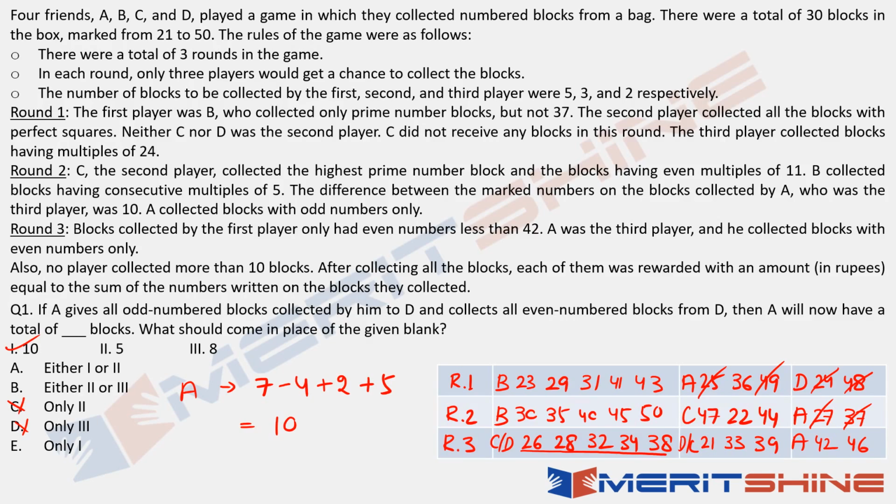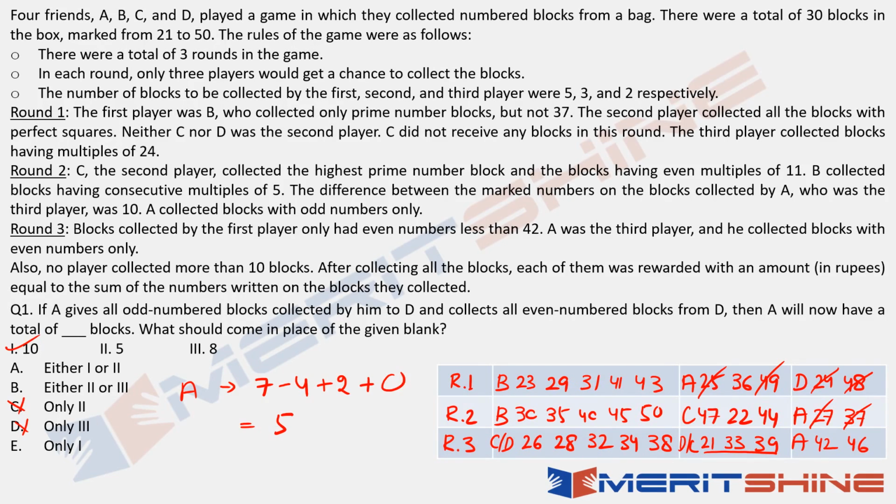So what I'll do now is move this and take the other case in which we are assuming that D is player 2. So D has got 21, 33 and 39. Now if D has got 21, 33 and 39 and A collects even numbered blocks from D, what would A collect? Just these two, 24, 48, which is already written in this 2, and this 5 here would reduce to 0. So I'll remove this and make it 0, and this becomes 5.